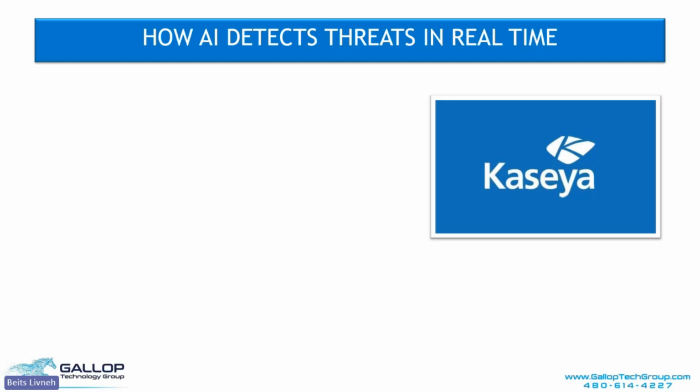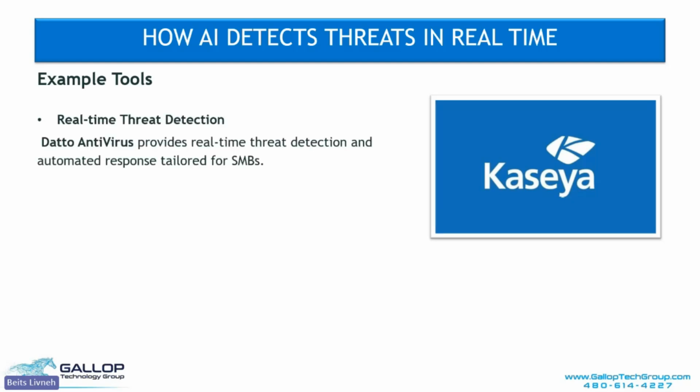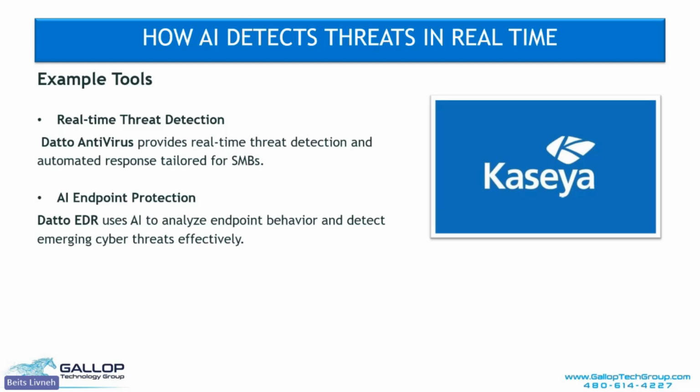Let's look at a couple of example tools. For real-time threat detection, one of the things that we use, and that is pretty much industry standard today, is called Datto Antivirus. It provides real-time threat detection and automated response tailored for small and mid-sized businesses. There's also another tool from Datto called Datto EDR. It uses AI to analyze endpoint behavior and detect emergent cyber threats very effectively.